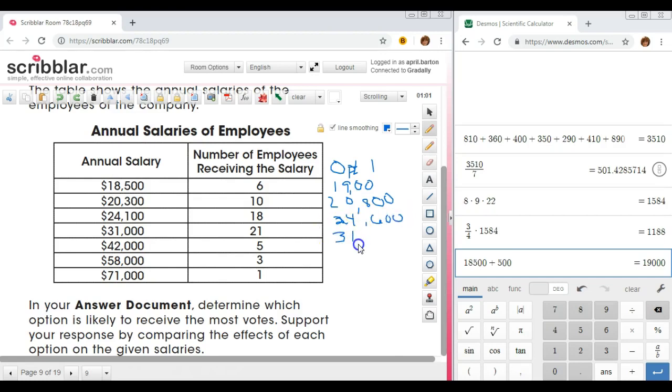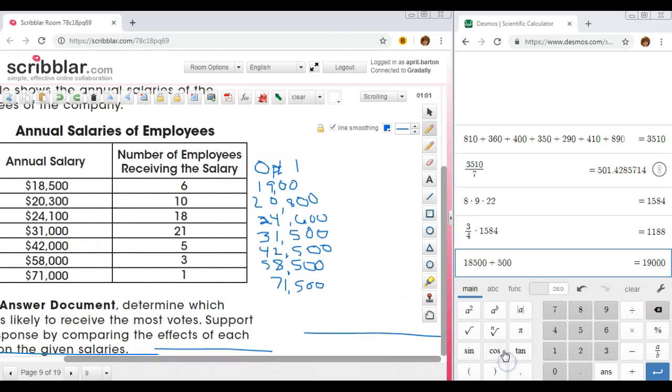So we have 31,500, 42,500, 58,500, and 71,500. And since it said to compare every salary, then we have to do all of them. So I'm going to scroll to the right. So then the second option was a 2% raise.